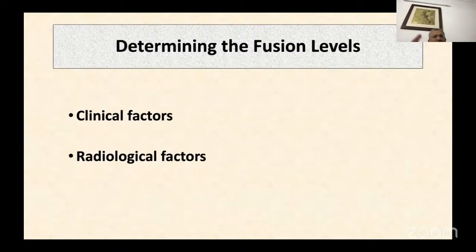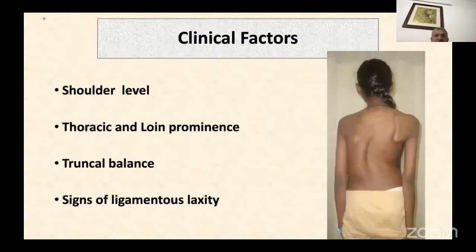Therefore, how do you determine when you can do a selective fusion? You have clinical factors and you have radiological factors. It's always important to examine the patient in detail. You have to look at the shoulder level. You have to look at the prominence of the thoracic and the loin, the rib hump and the loin hump. What does the hump imply? The hump implies that there is a rotation of the vertebra, and it shows the severity of the rotation and the structurality of the curve. You should also look for trunkal balance.